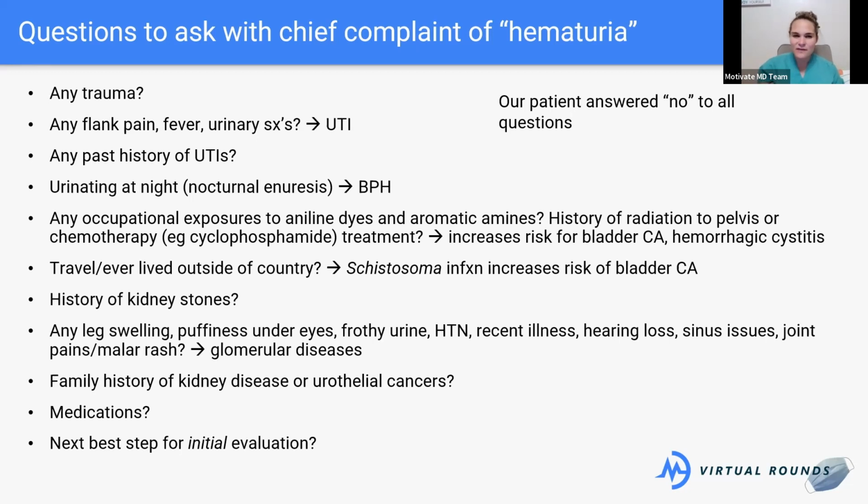UTI, so ask about UTI symptoms, which would be flank pain, fever, urinary symptoms. Has he had a UTI before? Urinating at night. This is a 59-year-old male, so we could have something called benign prostatic hyperplasia.